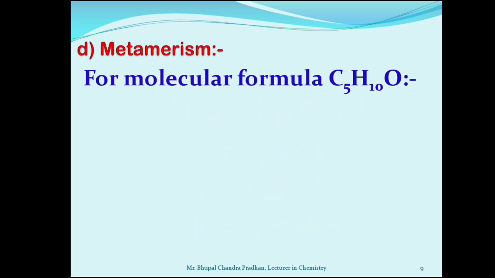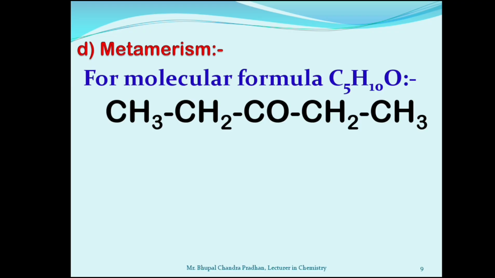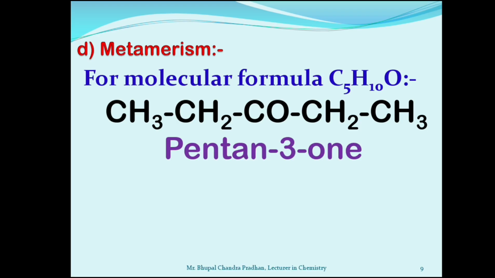Metamerism. What do you mean by metamerism? When the same molecular formula represents two or more compounds which differ in the nature of alkyl group on both sides of the functional group, then such compounds are called metamers, and the phenomenon is called metamerism. Let us consider the molecular formula C5H10O. Here, the carbonyl carbon is present at the third position, and its IUPAC name is pentan-3-one. Here, both sides of the functional group CO are occupied by ethyl groups.